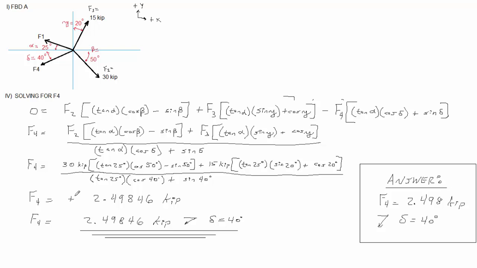But if we got a negative sign, that means we drew it in the wrong direction. So if we would have gotten a negative sign for F4, that would have meant that F4 is actually going this way at 40 degrees. However, that's not the case here. We get a positive sign. So here's our answer. And that is what you would do if you have two forces that you need to solve for static equilibrium and you don't know either of them.